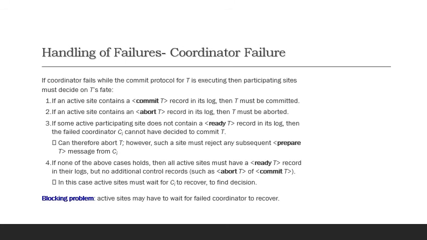If none of the above cases holds, then all active sites must have a ready T record in their logs, but no additional control records such as abort T or commit T. In this case, active sites must wait for Ci to recover to find the decision. This is known as the blocking problem, where active sites may have to wait for the failed coordinator to recover.